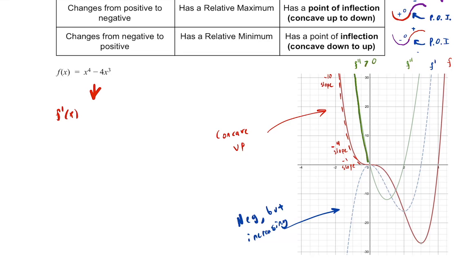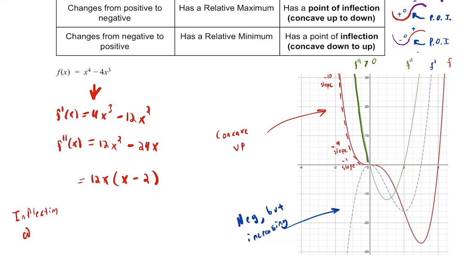analysis, right? f prime of x you'd find to be 4x cubed minus 12x squared. You could do the same critical points analysis, but then you could also find the second derivative, right? 12x squared minus 24x. And so you could factor out a 12x. This is equal to 12x times (x minus 2), right? And you would find inflection points at x equals 0 and at x equals 2.